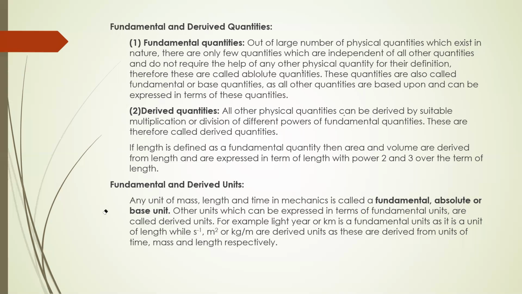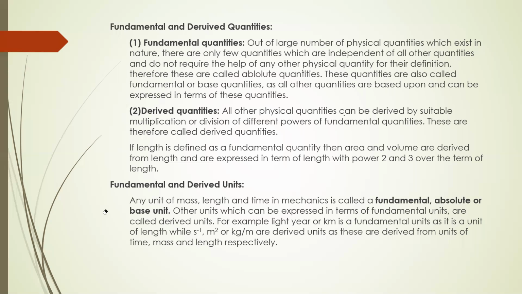The meaning of this statement is that length can be directly measured, but volume, how do you write it? Length into breadth into height. Therefore it can be written as L raised to 3, L cube. Volume is L cube. Area can be written as length into breadth, that is L square. Such types of quantities are called derived quantities. Okay, then next, fundamental and derived units.